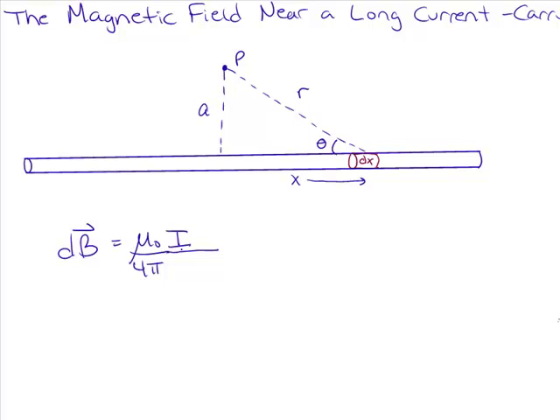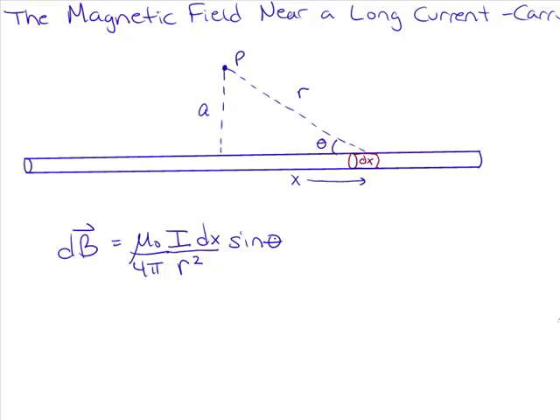Mu 0 over 4 pi is a proportionality constant. The field is directly proportional to the length of the wire segment dx and inversely proportional to the square of the distance from the wire segment directly to point P. Since we do need the perpendicular distance, not really the distance along R, but the perpendicular distance up from the wire along A, we're going to multiply by sine of theta to get just that perpendicular component.